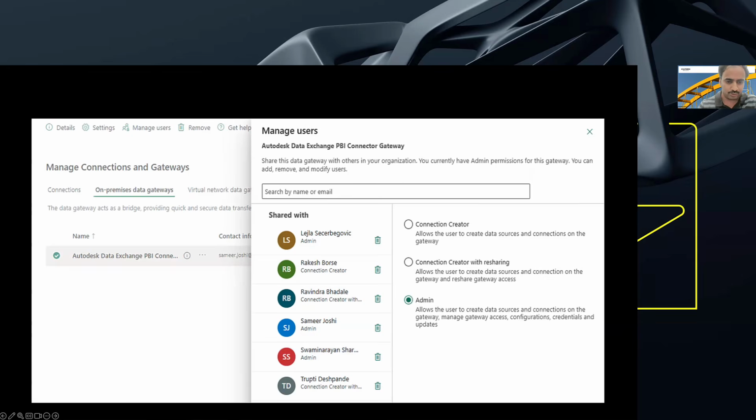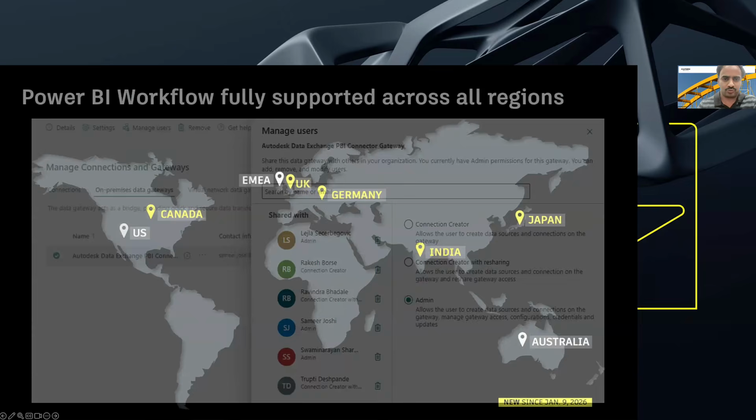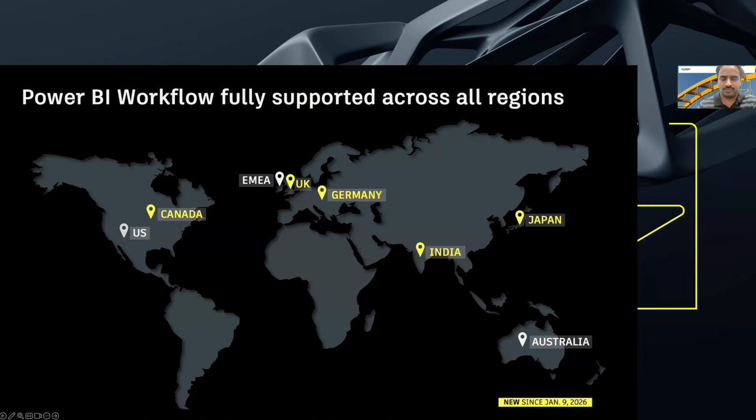There is one more thing as part of 240. Now the Power BI connector is available across all new regions. Earlier it was only US, EMEA, and Australia. Now there were 5 more regions added to ACC, the construction cloud, and Power BI. With this it supports completely all the exchanges created from any of these regions.